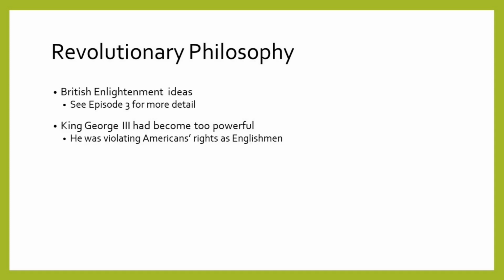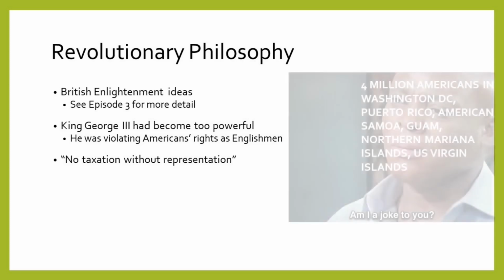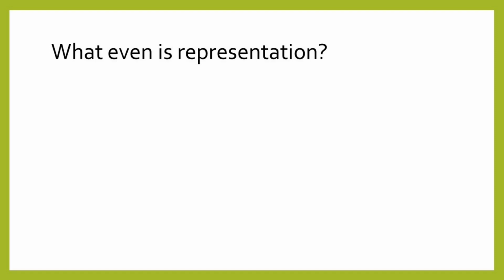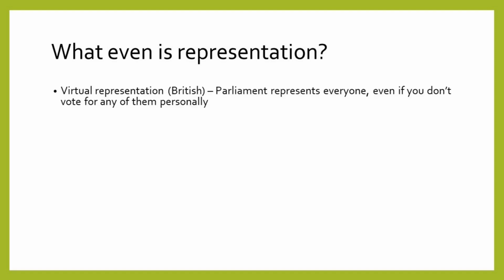The most obvious such right was the right to only be taxed with their own consent, that is, no taxation without representation. This dispute was actually a little bit more complicated than it seems on its face. The British argued for something called virtual representation, which is the idea that whether you directly vote for them or not, members of parliament represent the interests of the entire empire, including people in the colonies.